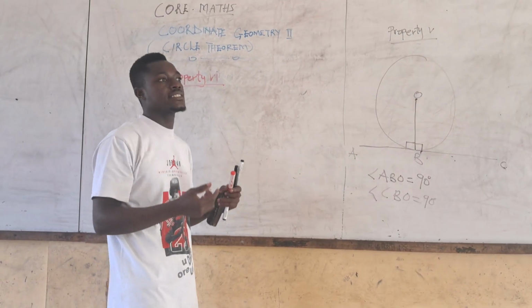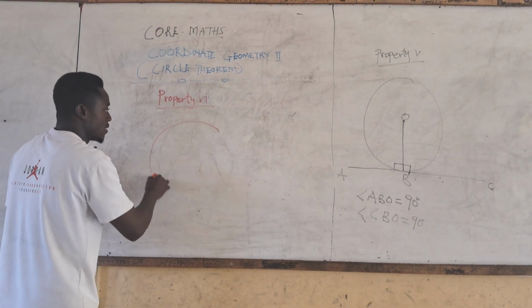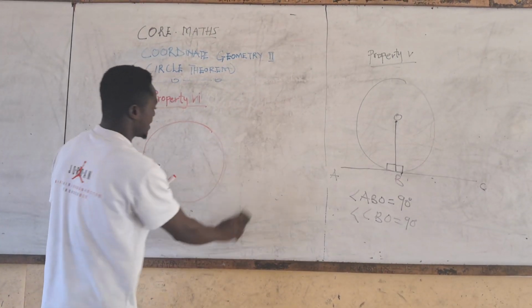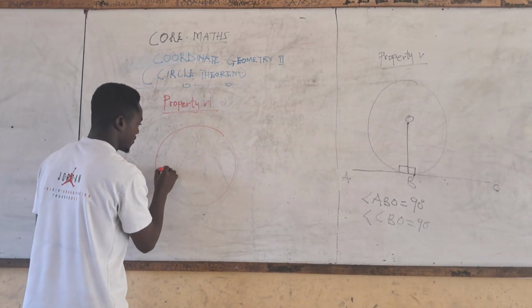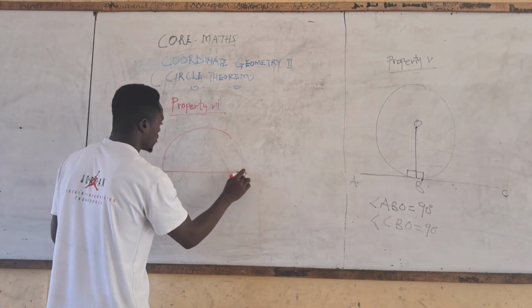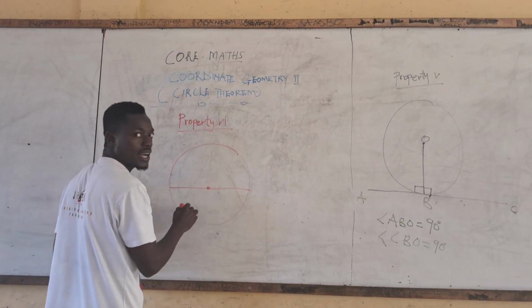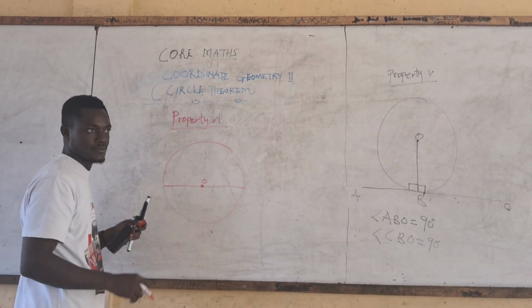What does property 6 say? It says when you have a circle like this, and there's a diameter, you know that the diameter also divides the circle into two equal parts. So once you have a diameter, you should have a center.